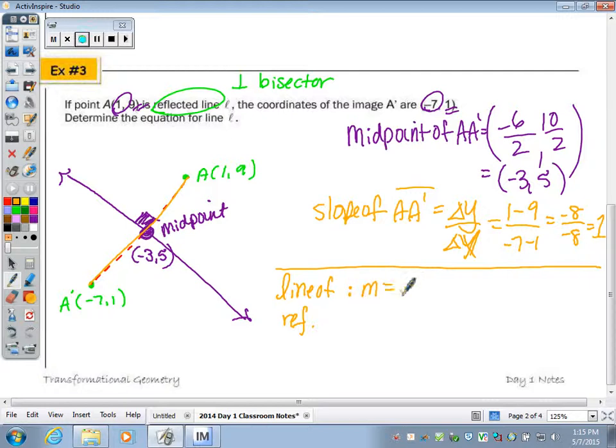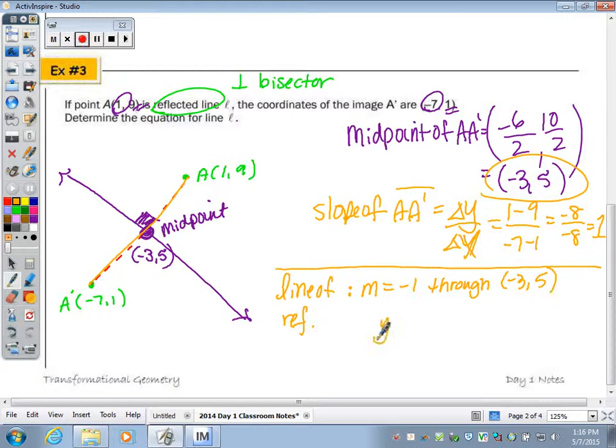The slope's going to be negative 1, good. And through the point negative 3, 5. So it has to have a slope of negative 1 and through the point negative 3, 5. So again, I've been encouraging you to use the point slope form. It's the quickest. If you want to use y equals mx plus b, you can.